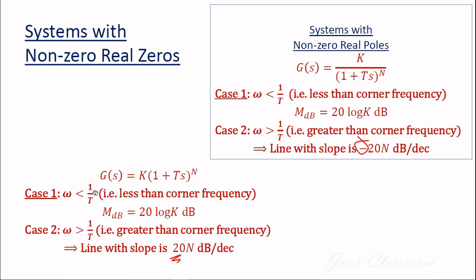When it comes to zeros, the transfer function is going to look like this, the 1 plus Ts whole power n term is going to come in the numerator. Okay, and the line magnitude for frequencies lesser than the corner frequency is 20 log k, as in the case of poles. Whereas for frequencies greater than the corner frequency, the slope of the line is going to be positive here in the case of zeros, when the 1 plus Ts term comes in the numerator. Please note that that is the only change.